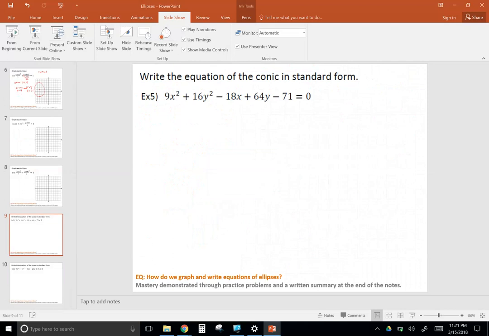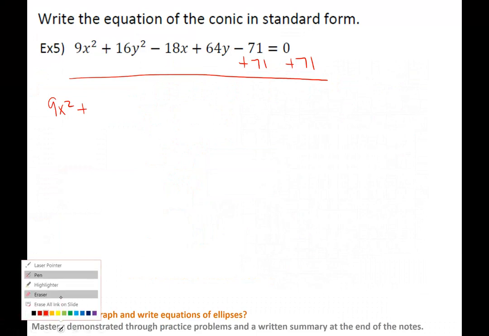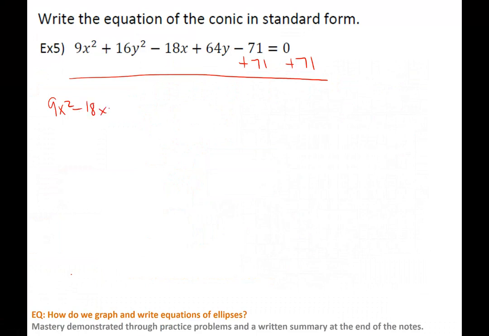Okay, we're gonna try that one more time on that one. Okay, so again, we started by moving that 71 to the other side. Then I set up my x's together, and then my blanks, plus 16y squared minus 64y plus blank equals 71 plus blank plus blank. Great. Okay, so we were talking about the fact that we can't really divide because it's going to cause us a really big mess in this problem.